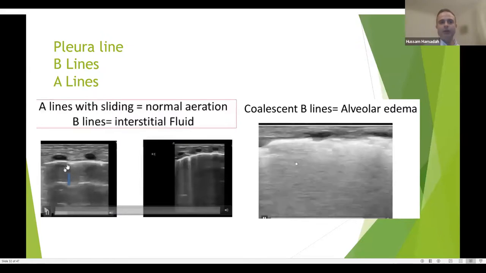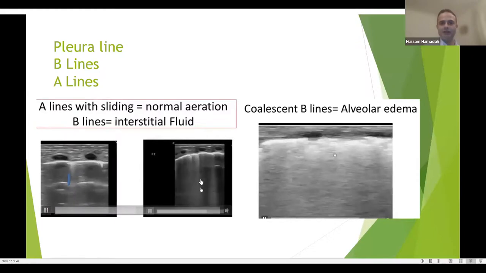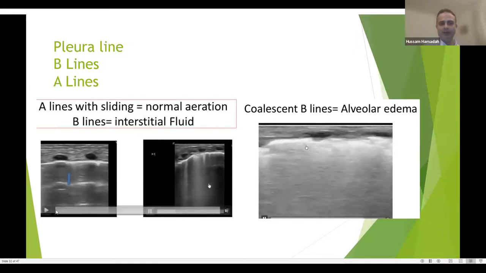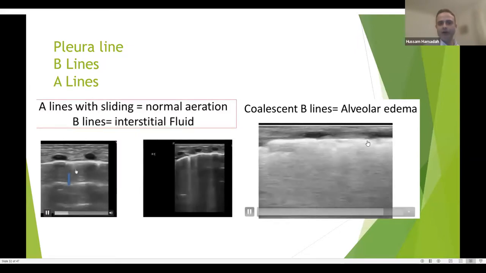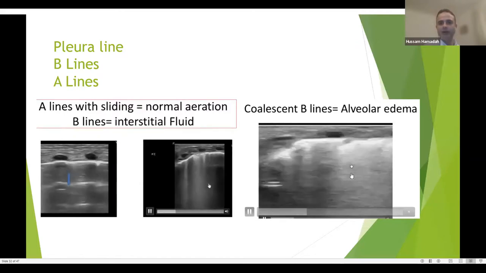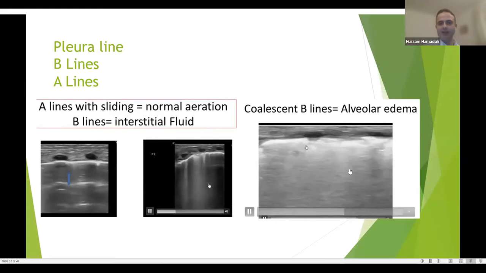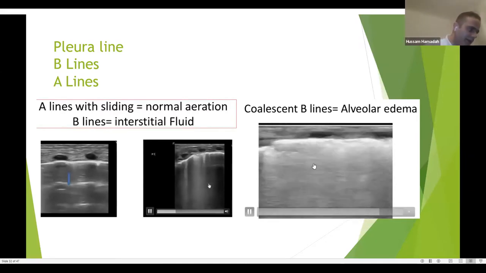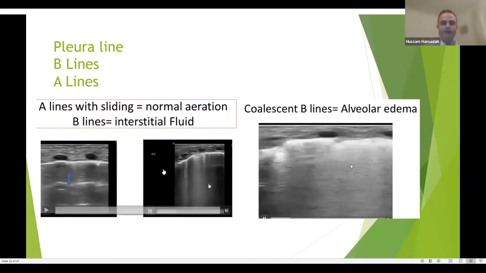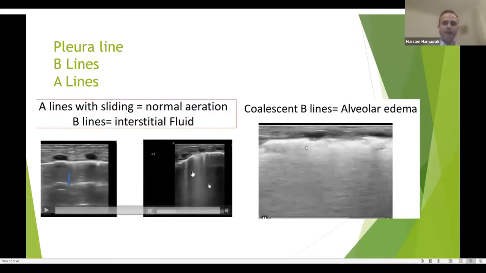Then you go to the pleural line and assess whether it is thin or thick. If it is thin with a lot of B lines like this patient, it's very clear that he had congested lungs, and in the presence of a cardiac lesion, this is cardiogenic pulmonary edema. But if you look here, you have coalescent B lines. It's pulmonary edema, and you cannot see sparse B lines, it's coalescing here. So always look at the pleural lines, B lines, A lines, and try to answer whether the change is bilateral, unilateral, or localized.